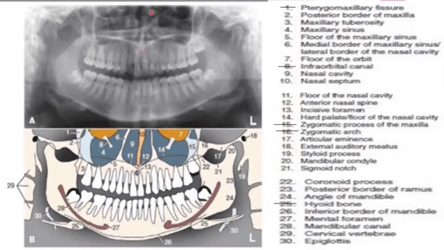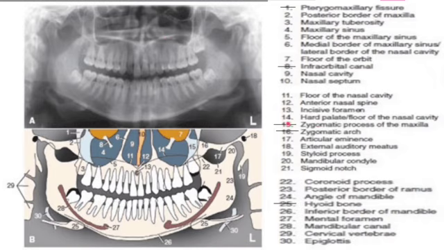But those structures which are in the middle will be superimposed with the spine in case of a panoramic radiograph. Next is hard palate or floor of the nasal cavity. So 14 is hard palate or floor of the nasal cavity. So this is the hard palate. You can see the radiopacity here. This is the floor of the nasal cavity.